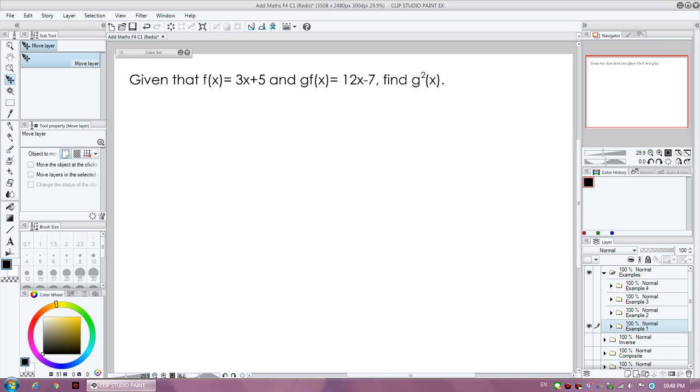Hello and welcome to part 5 of the Form 4 Maths chapter 1, which is functions. Today we'll be looking at two basic examples that you can find pretty commonly in this chapter.